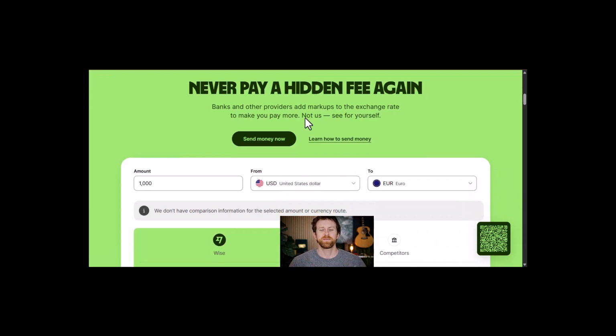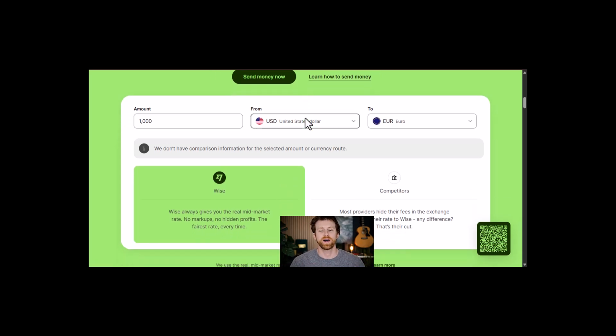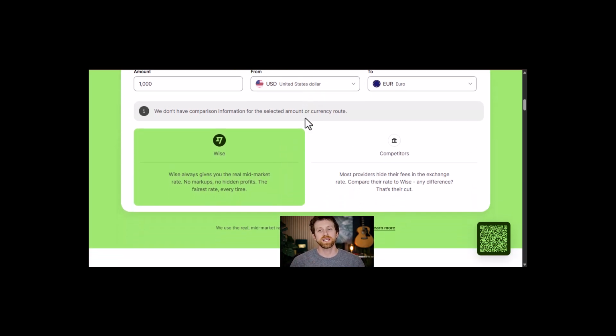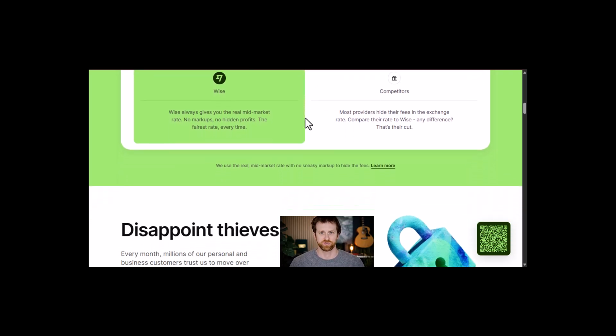Can Wise receive money in USD? The answer is yes, but, and there is always a but with your money, you have to understand the how and the why so you don't end up with a rejected transfer or a fee you didn't see coming.